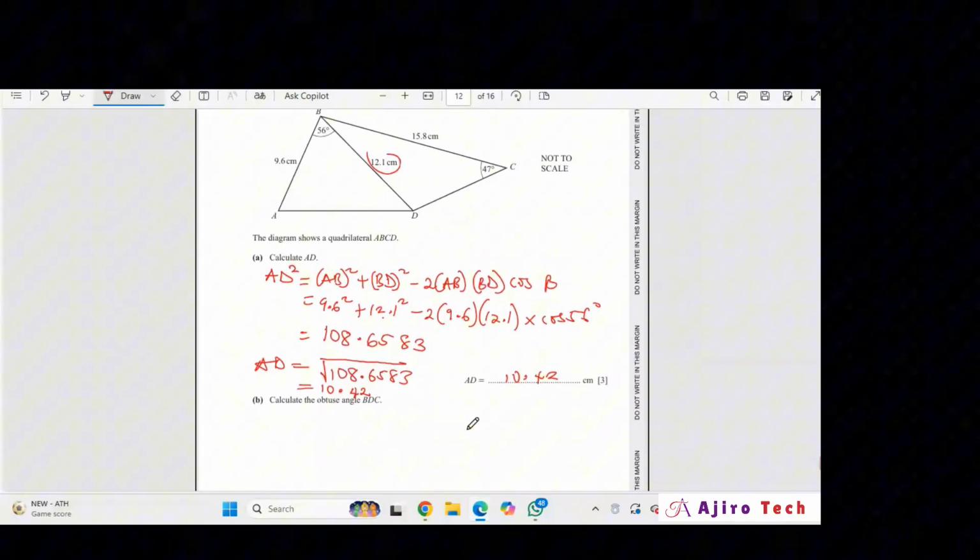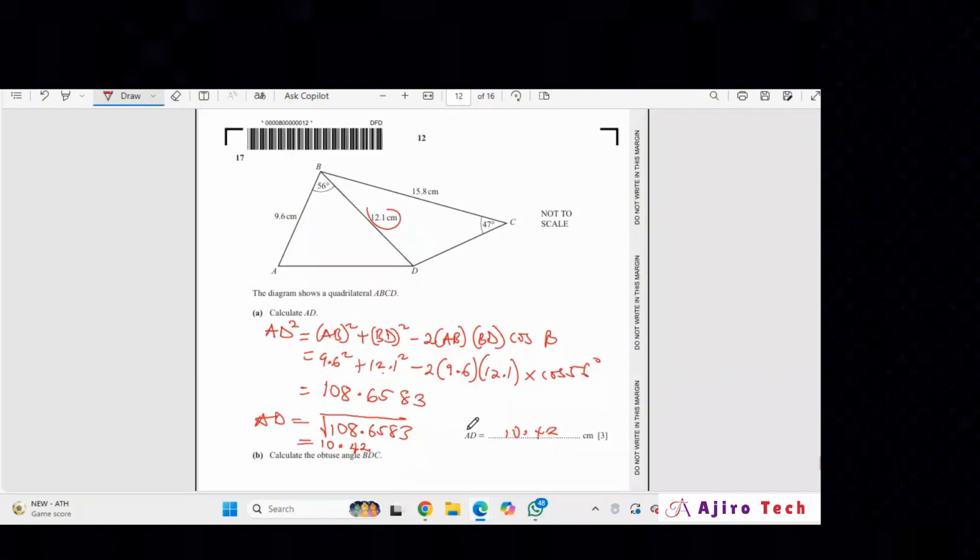Now let's look at the next one, which is obtuse angle BDC. What is BDC? You need to identify that B, where is D? BDC, obtuse. You know what is obtuse now? The outside angle there. So if we look at that now, let's first get this angle.